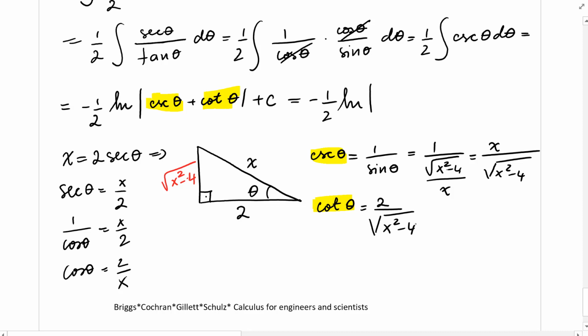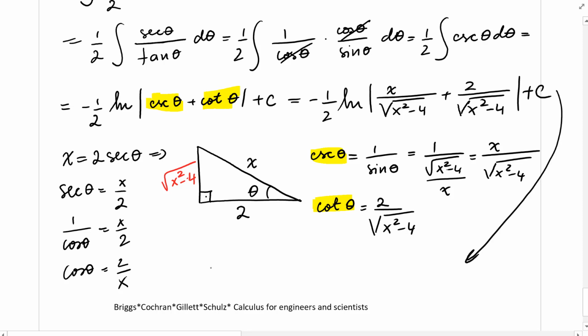So when we replace this back into the answer, we get cosecant of theta, which is x over square root of x squared minus 4, plus 2 over square root of x squared minus 4, plus c. Which I'm going to rewrite here as my final answer, -1/2 ln of x plus 2 over square root of x squared minus 4, absolute value, plus c.